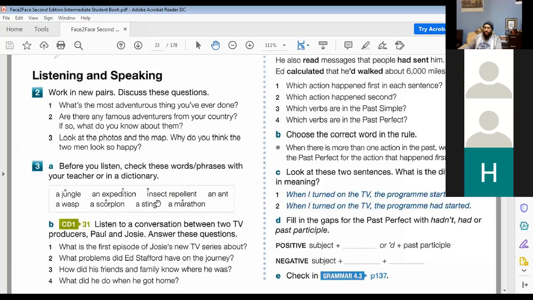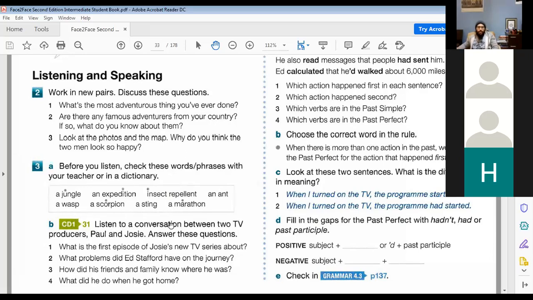Okay, an insect repellent. Insect repellent is a spray or maybe cream that keeps insects away. It prevents them from biting you. It keeps them away. Do you get the idea? Yes. So this is an insect repellent. A marathon. I think you know what a marathon is. Sport. Yeah. Okay. So now let's listen.